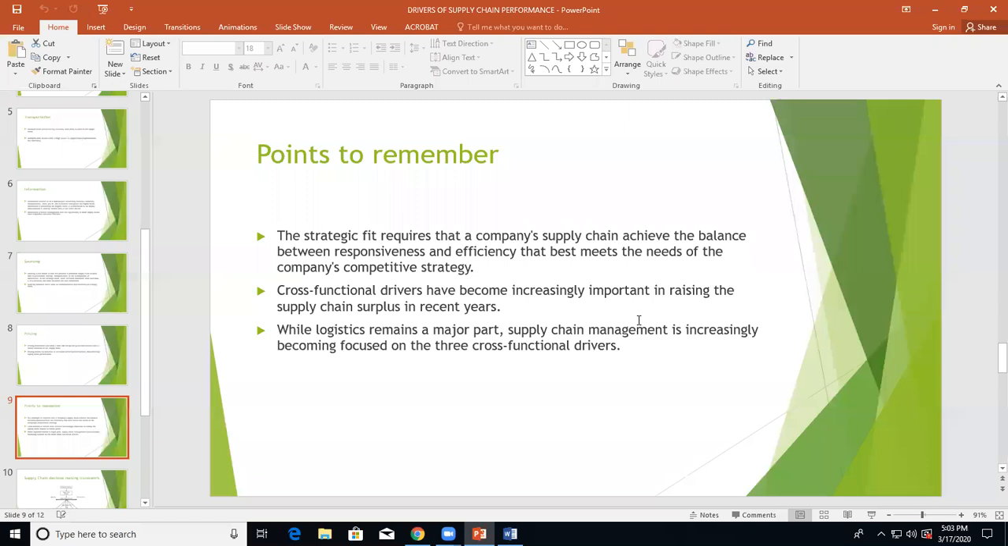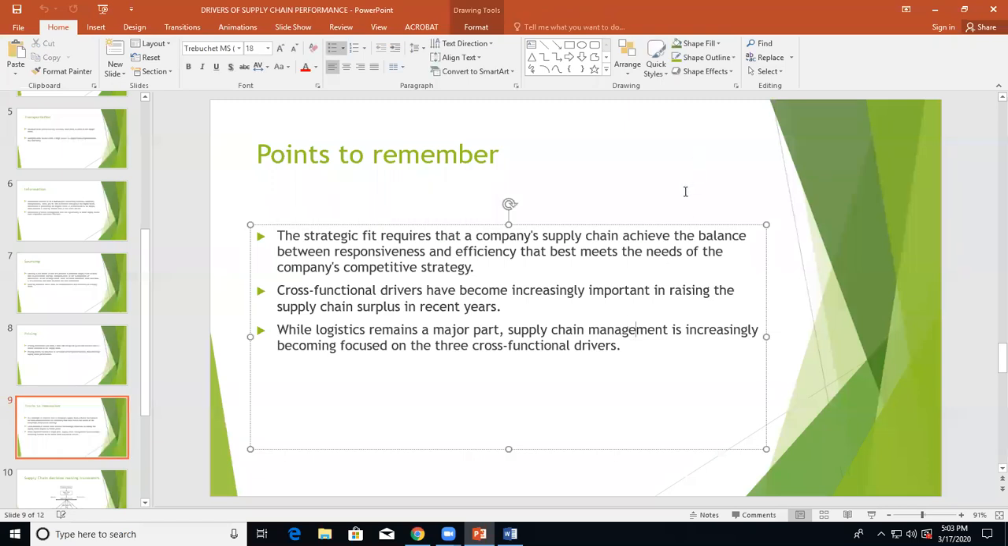ठीक है. अच्छा, देयर आर फ्यू पॉइंट्स टू रिमेंबर. लेट्स focus on the slides. There are few points to remember. Let me drink a glass of water.